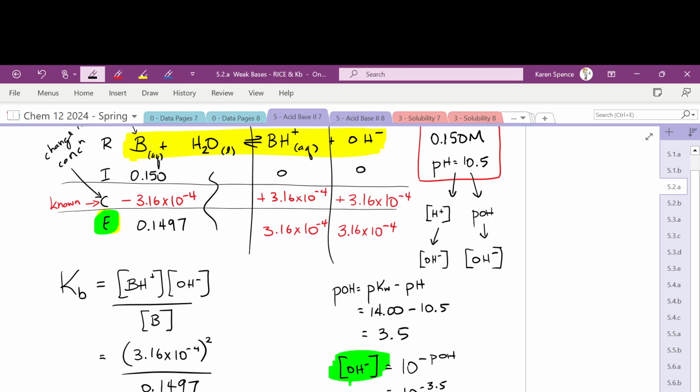What do you guys think? Have I got the answer right so far? Yes. Okay. Now, what do we think about significant figures?